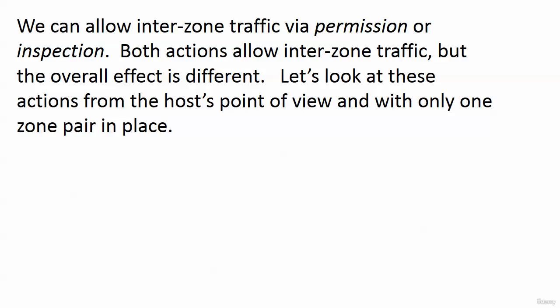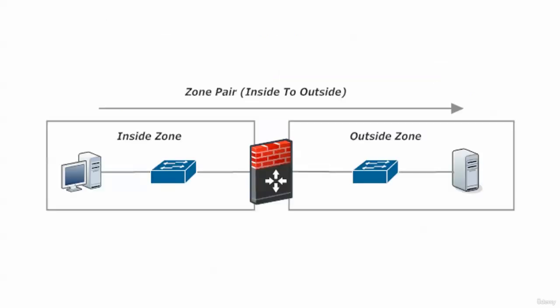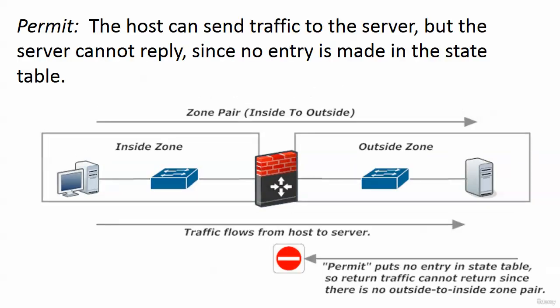And what we're going to do is a walkthrough from the host point of view and with only one zone pair in place. So this is what we're looking at right now. Again, we've got our host in the inside zone, a server in the outside zone, but the only zone pair that we've configured right now is inside to outside. Well, with permit, the host could send traffic to the server if we did a permit here, but the server can't reply. Why not? Because there's no entry made in the state table. We are permitting traffic only.